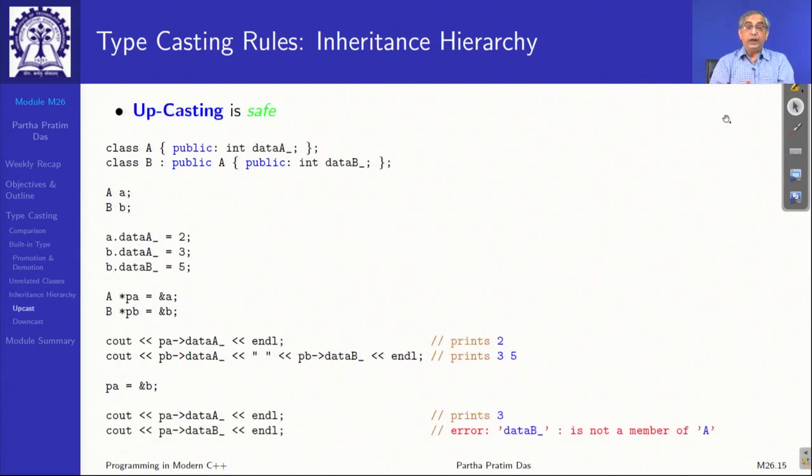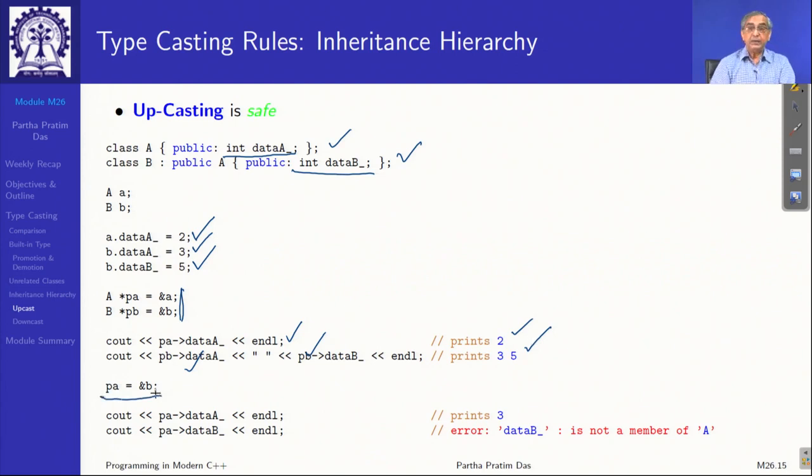So, we conclude that upcasting is safe. Now, if I take explicit classes A and B with two data members: A has one member, B has an additional member, and of course, it will have the member of A inherited. In the A object I set the data A, in the B object I set data A as well as data B, and I create two respective pointers with the addresses. I print through the pointer to A, I print through the pointer to B, I get correct values.